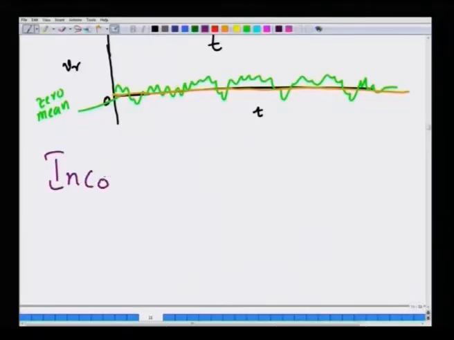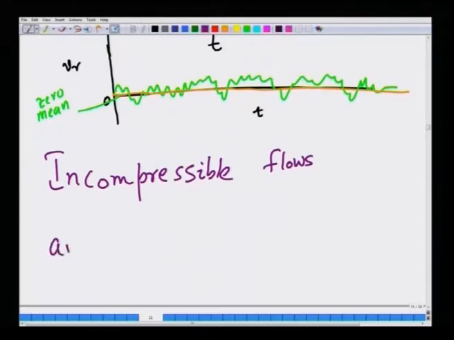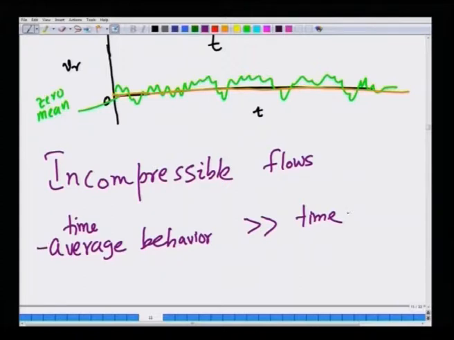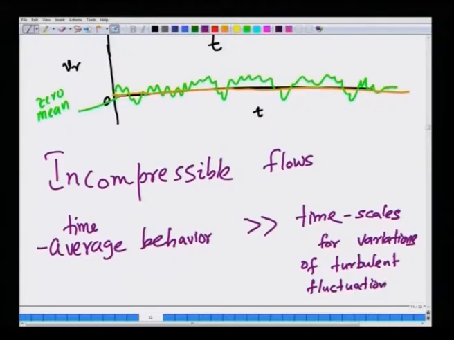And we are going to restrict ourselves to incompressible flow as before. We are interested only in average behavior, over time scales large compared to the time scales for variations of turbulent fluctuations. So these are the key restrictions that keep a reasonably restricted goal: not to describe the entire turbulent flow in its entirety, but to restrict ourselves to average behavior.